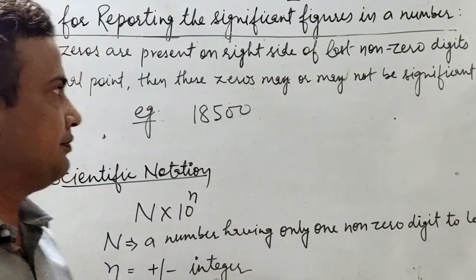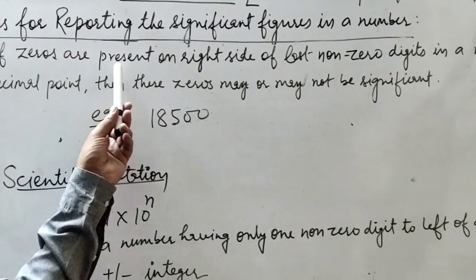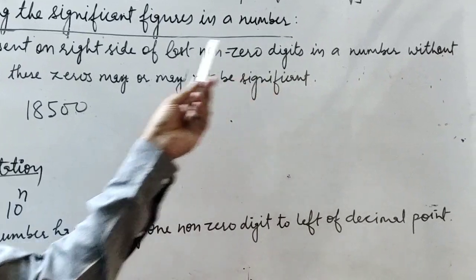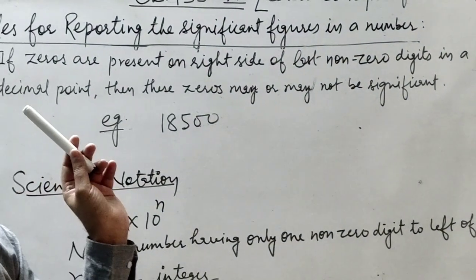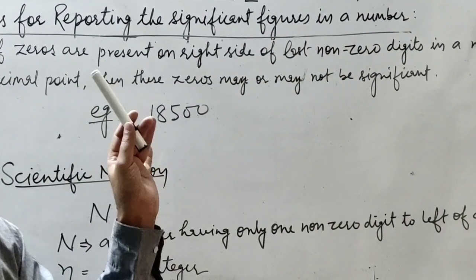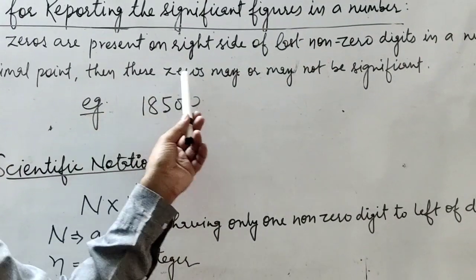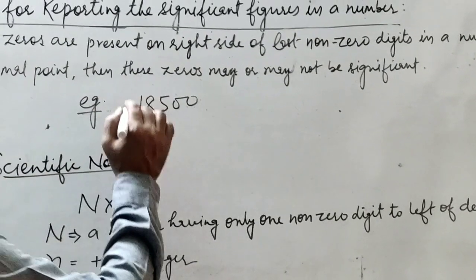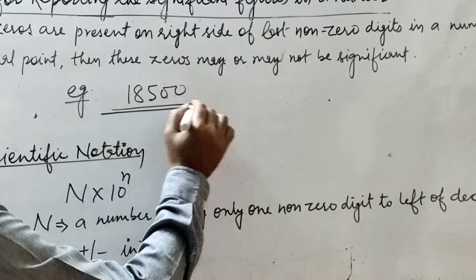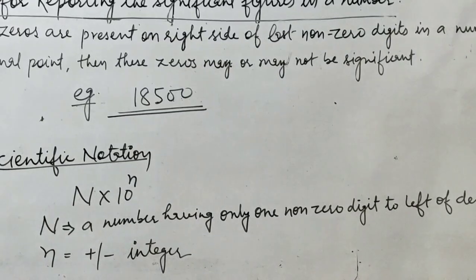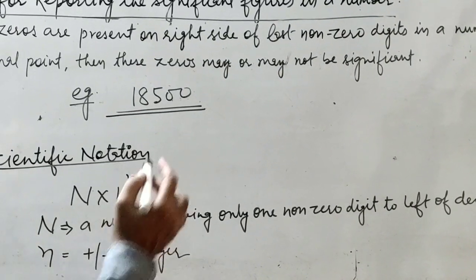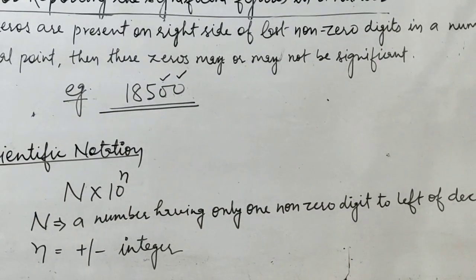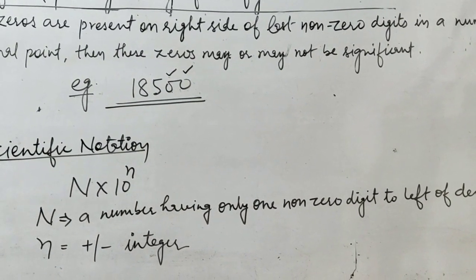Let's see the next rule. If zeros are present on the right side of the last non-zero digit in a number without a decimal point, meaning there is no decimal point in the given number, then the zeros may or may not be significant. Like 18500. This number does not contain any decimal point. So these zeros, present on the extreme right side, may or may not be significant.